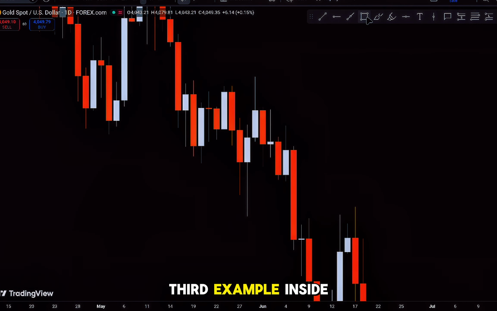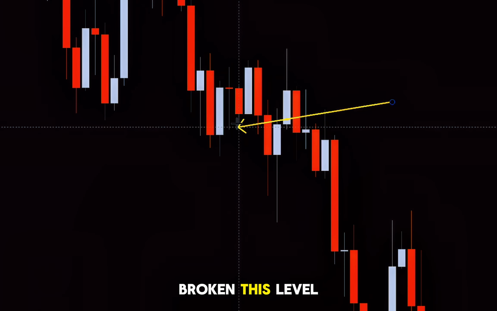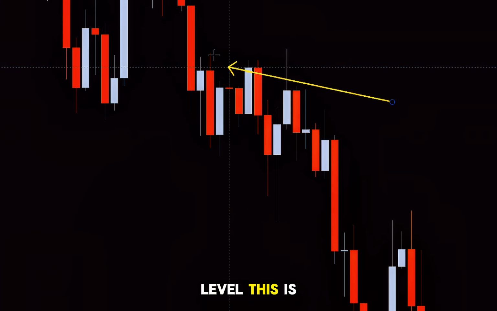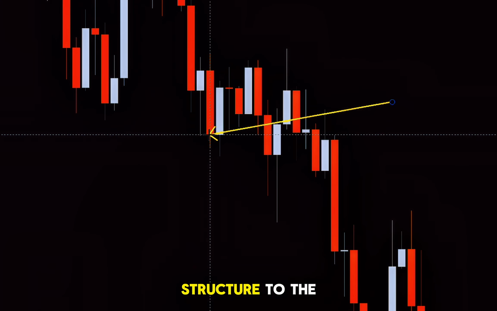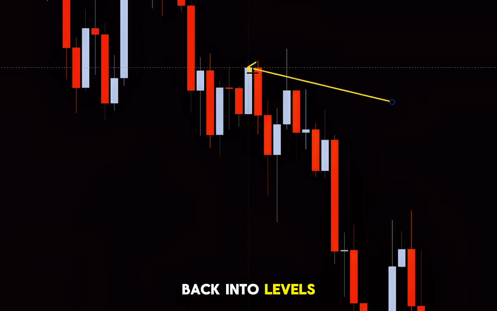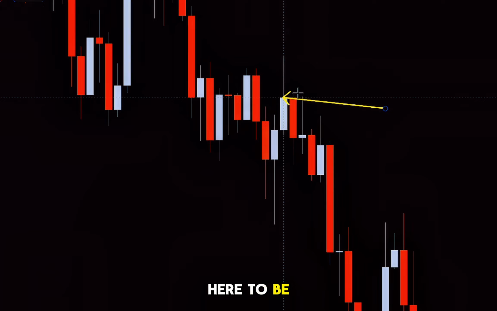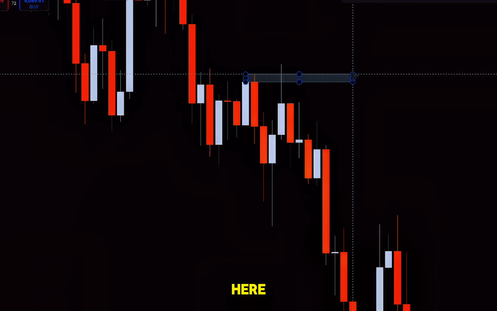So for the third example, inside here we can see that market has broken this level and then this level. This is in the daily time frame. So we understand that okay, market has broken structure to the downside. It will pull back into levels here to be able to sell. So let's focus on this level here. We got it like this.